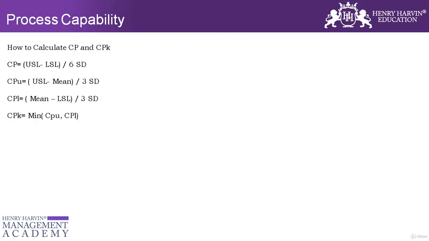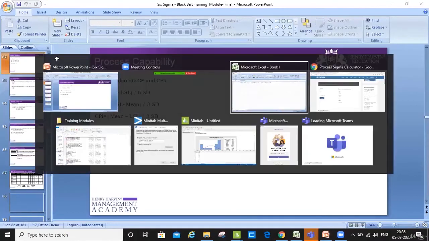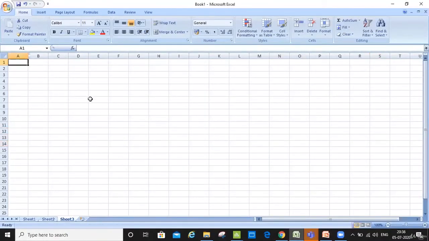Now let's understand how to calculate CP. What is the formula for CP? As I said, the formula for CP is USL minus LSL upon 6 standard deviation. Let's do that, and then we will learn CPU as well. So the CP formula is equal to USL minus LSL divided by 6 standard deviation. For that, I should have the standard deviation. So let's say my USL is 15 minutes, LSL is 5 minutes, and my standard deviation is, let's say, 4.